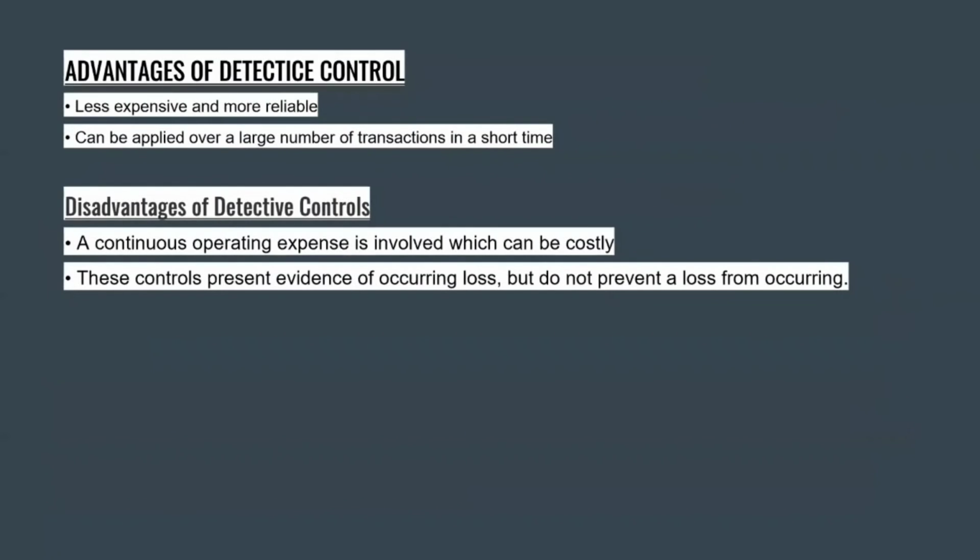And what are the advantages and disadvantages of detective control? The major advantage is that it is less expensive and more reliable, and it can be applied over a large number of transactions in a short time. The major disadvantages are that a continuous operating expense is involved, which can be costly. This control presents evidence of an occurring loss but does not prevent a loss from occurring.